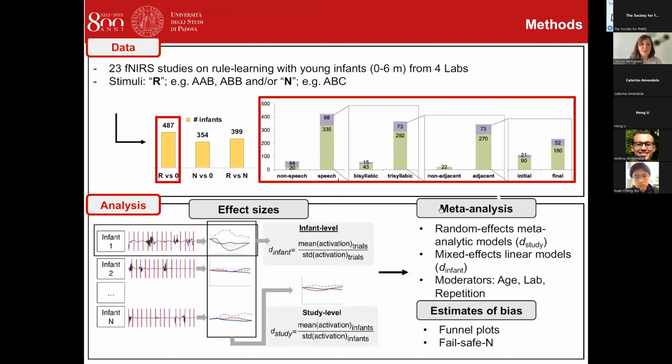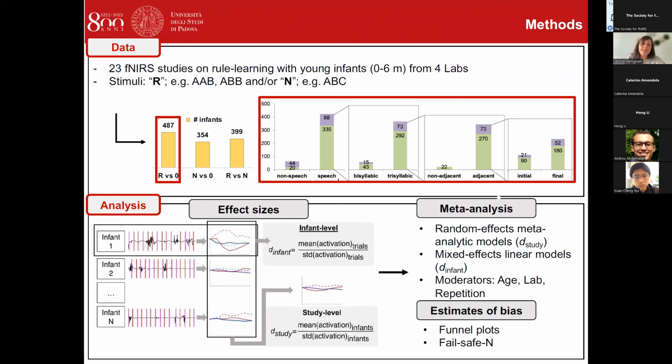To do so, we did a systematic search of the literature. The final sample included 23 studies on rule learning. The studies were carried out in 4 different labs, so different countries, machines, and different native language of the participants. Stimuli included repetition-based strings, where at least 2 syllables were repeated, and diversity-based strings, which included no repetition. Then data analysis included reprocessing all the raw data and then calculating 2 types of effect sizes: an infant level effect, where the average brain response was compared to the inter-trial variability, and a study level effect size, where the average response was compared to the inter-subject variability.